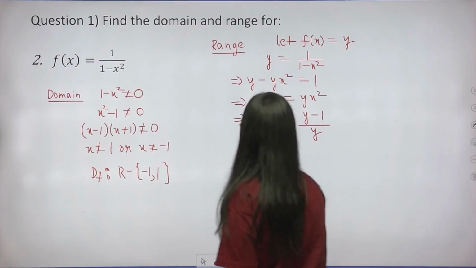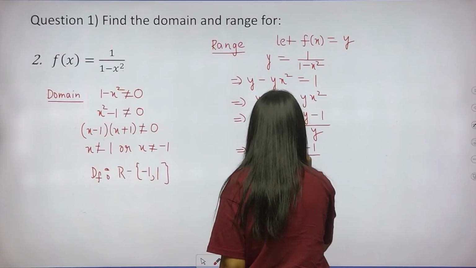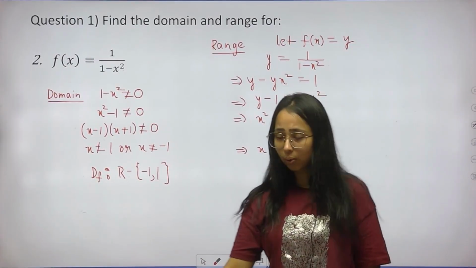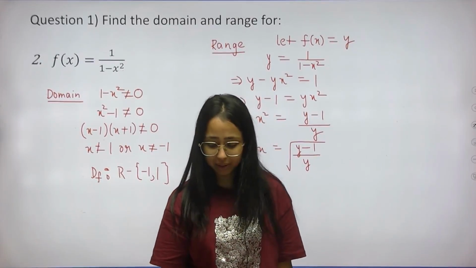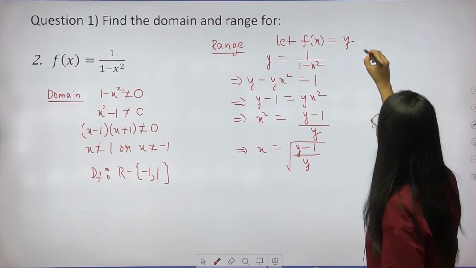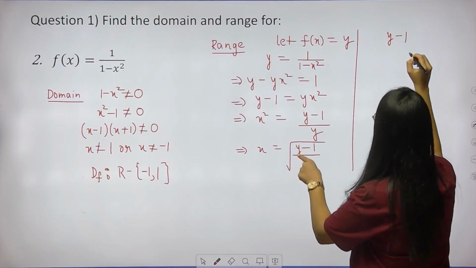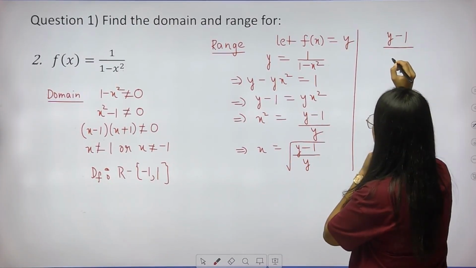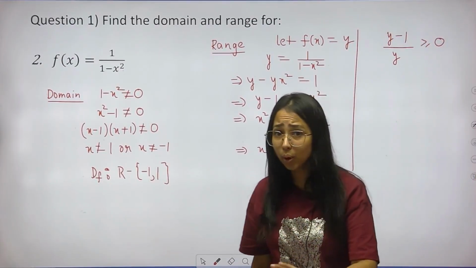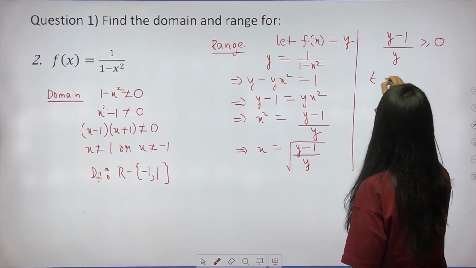Okay. Now what will be the value of x? X will be equal to under root of y minus 1 over y. Okay. So any value inside the root cannot be a negative value. So what we now need to do is all the values inside the root, which means that y minus 1 over y will definitely be greater than or equal to 0 because it cannot be a negative value at all.